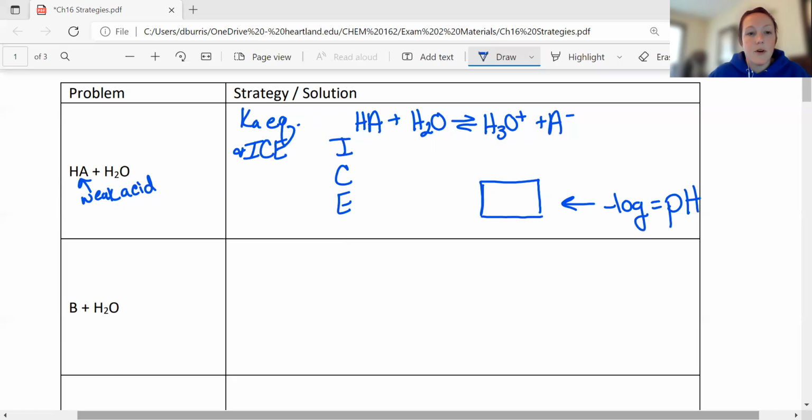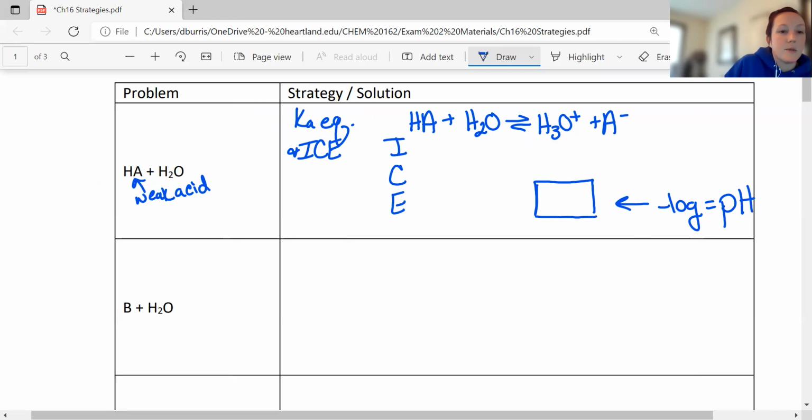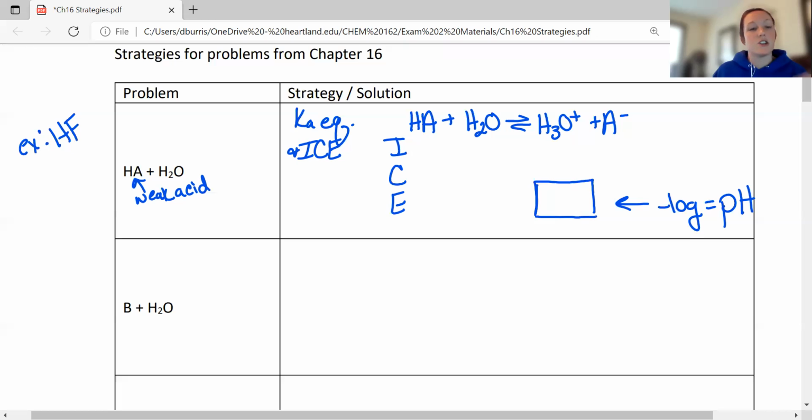Okay, so an example would be, I'm going to write examples over here. If I had HF dissolved in water, and I said, what's the pH of this concentration of HF? Because that's a weak acid. Now, weak base is similar. It's just going to be Kb. So if I have a weak base just dissolved in water, I want to know how to do that.